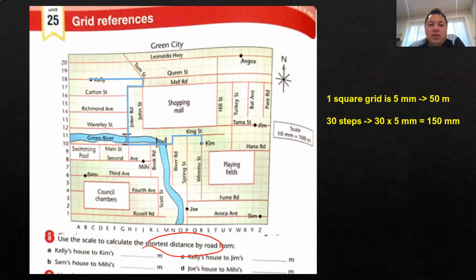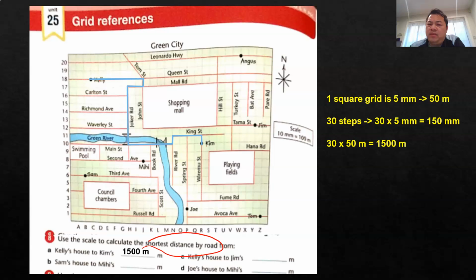Since from Kelly to Kim's house, if you count carefully, he actually took 30 steps, 30 grids, and each of them is 5 mm, the distance he traveled based on the grid is 150 mm. And 150 mm is the same as 1,500 meters in actual distance. That's how I get 1,500 meters.